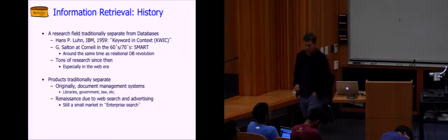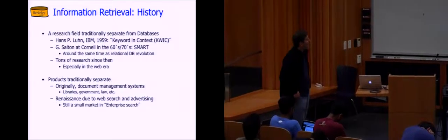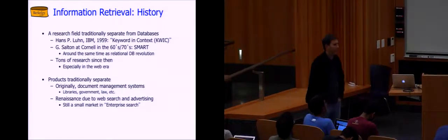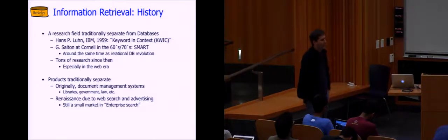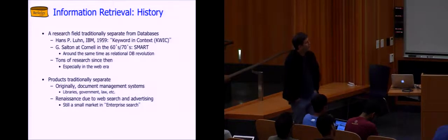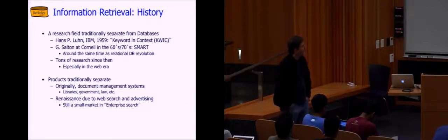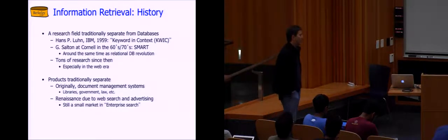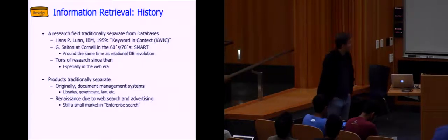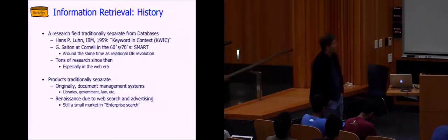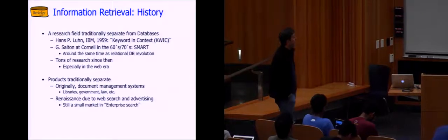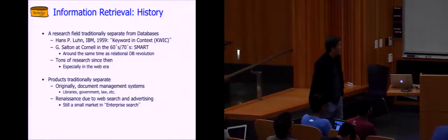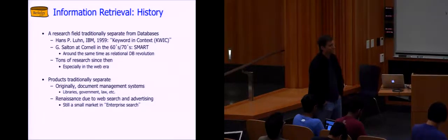Okay, a little history. Information retrieval is the name of the field of study around document search. And it goes way back to the late 50s and was traditionally a completely different thing, or it's got a whole different heritage than databases, though both have their roots at IBM. So this goes back to 1959. This guy Hans Luhn at IBM had a system called Keyword in Context.